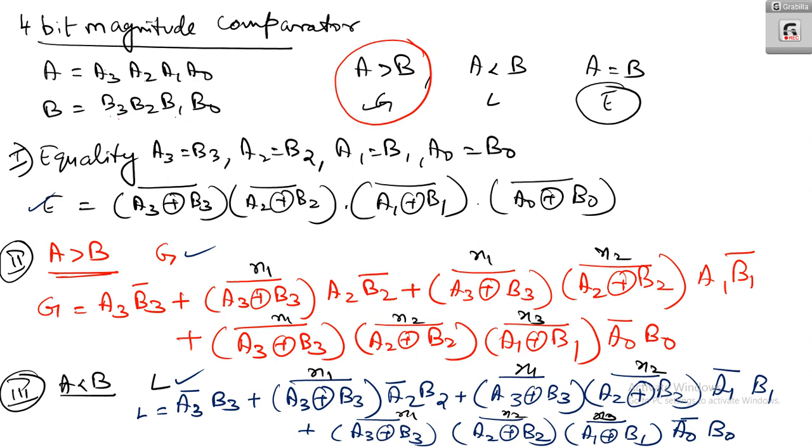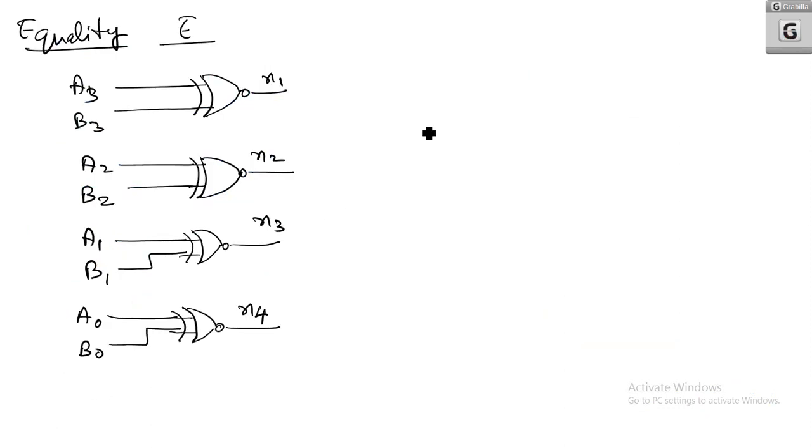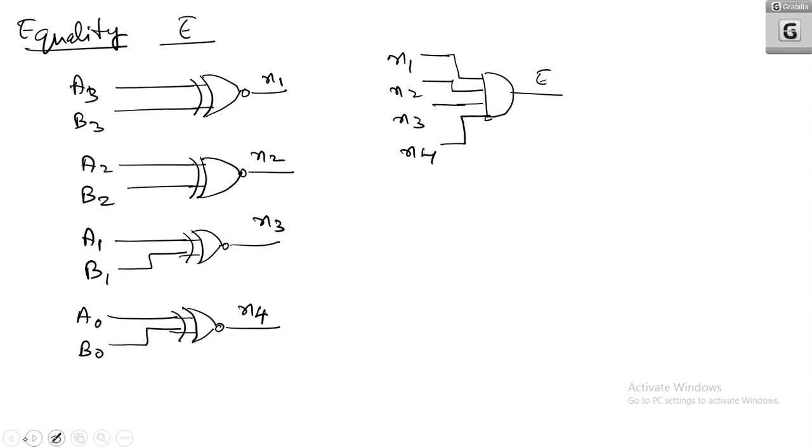Now coming into this one. Now equality is not there, so I have drawn the four things: X1, X2, X3, X4. Now you can take the point. You can take X1, X2, X3, X4. If I am ANDing these four, I will get equality. Okay. Now coming into next one.